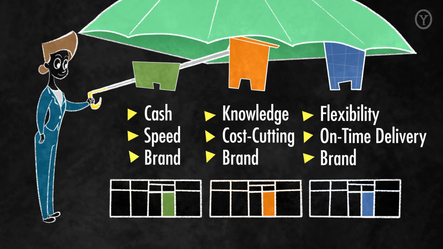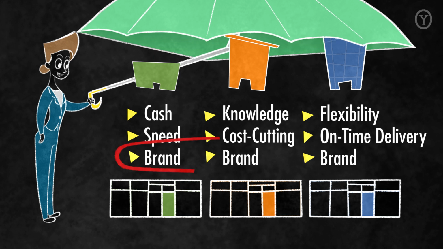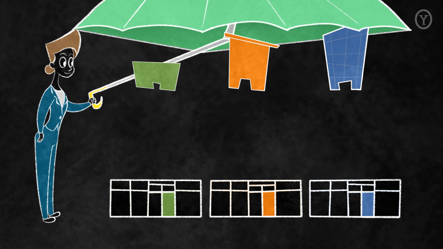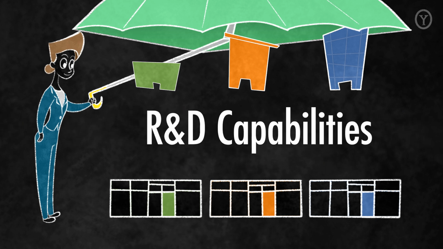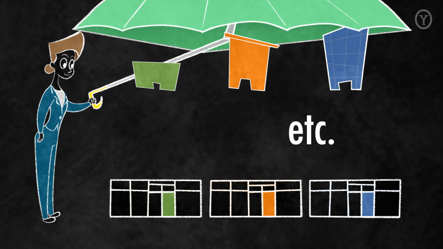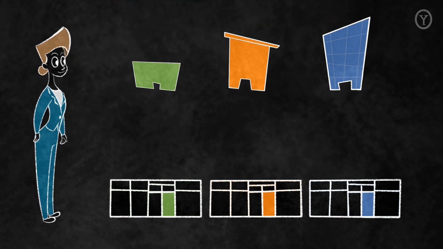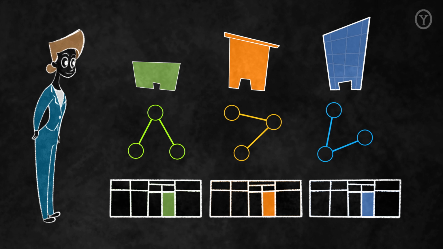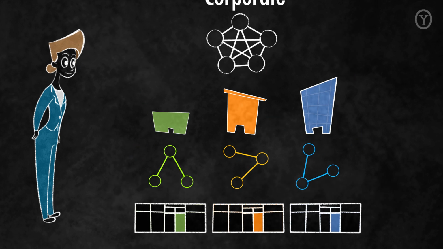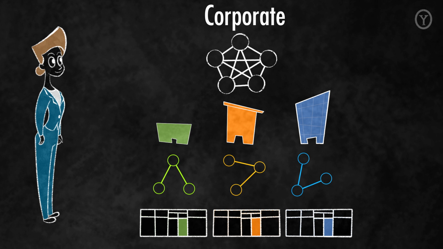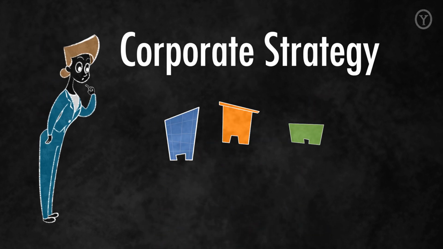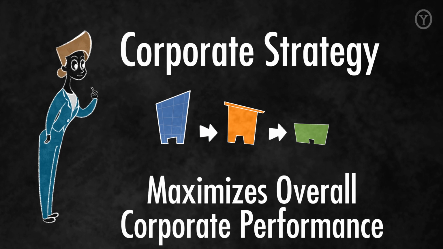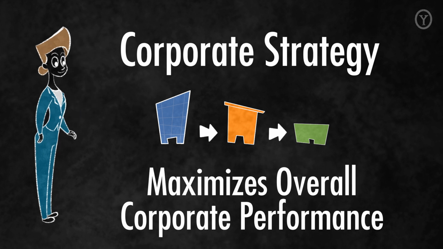But since we are under the same corporate umbrella, it's also entirely possible that we have some corporate resources or capabilities that we share across all three businesses. Maybe we share office space, marketing capabilities, R&D capabilities, accounting, and so forth. Similarly, each business may have its own unique execution practices, but we also may have some high-level corporate execution practices that are shared across all of our business units. Corporate strategy helps us configure the overall portfolio of businesses in a way that maximizes overall corporate performance.